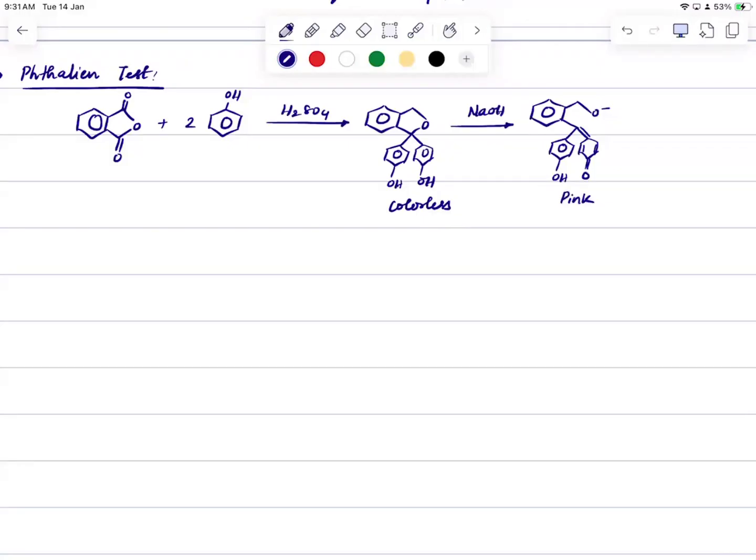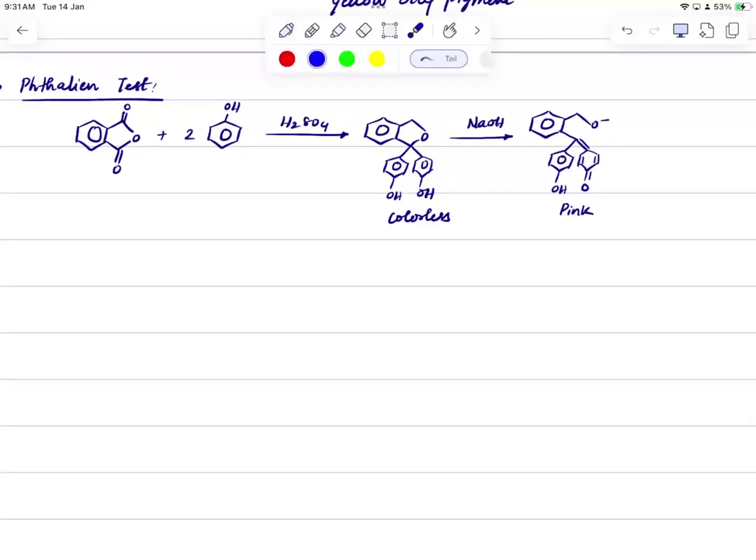No, beta, there is a double bond here. You're not able to see maybe. Yeah, there is a double bond. Okay. So if you have this form, correct, then this is the pink formation which you will observe.